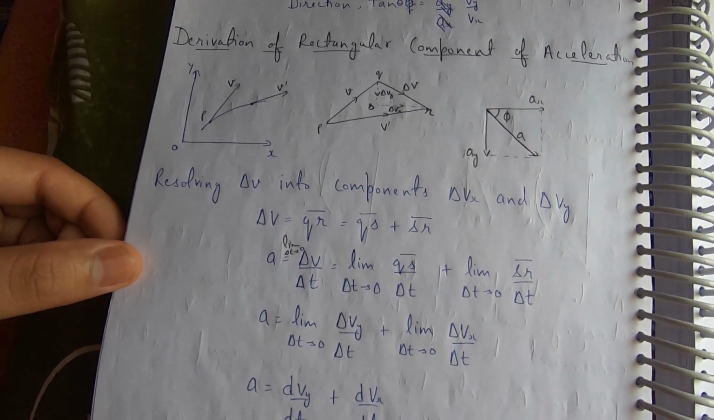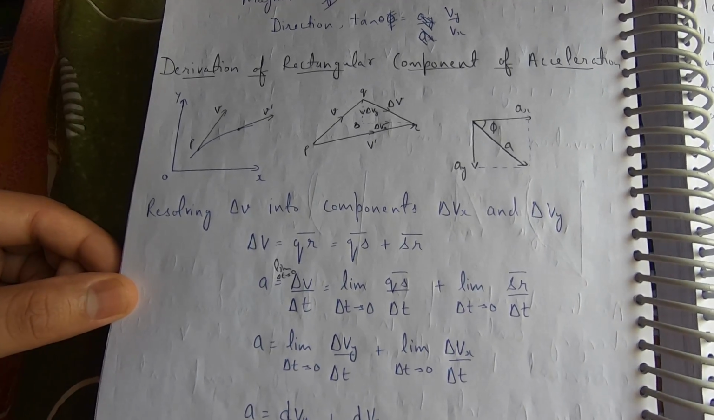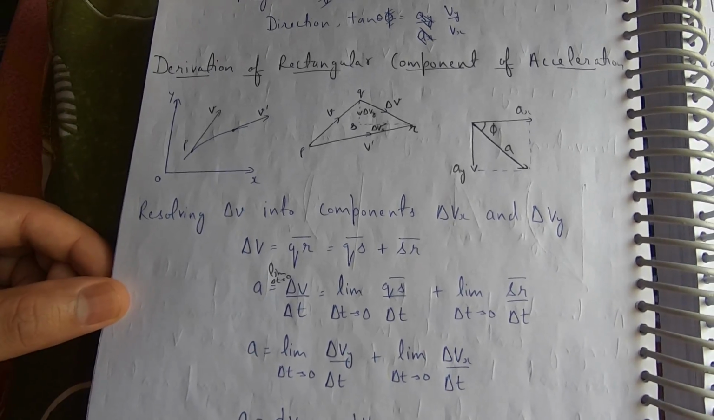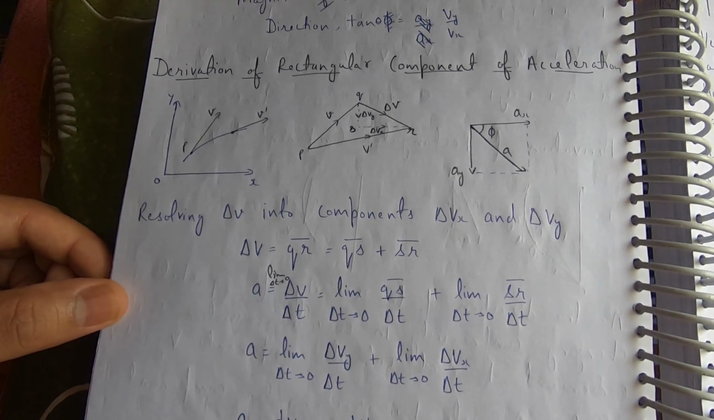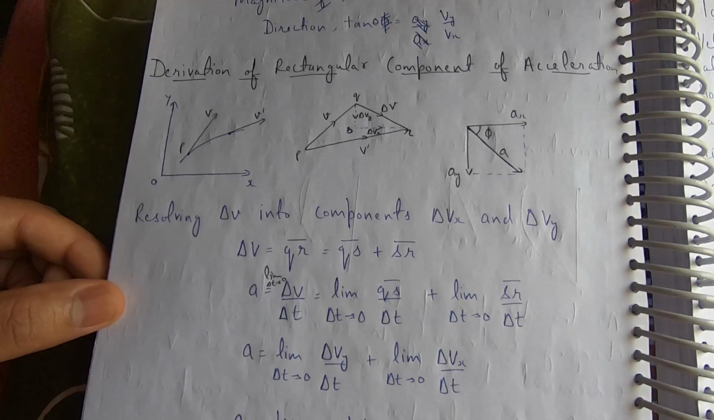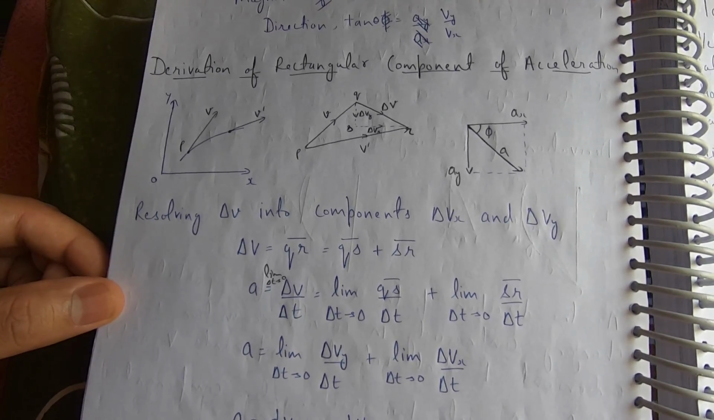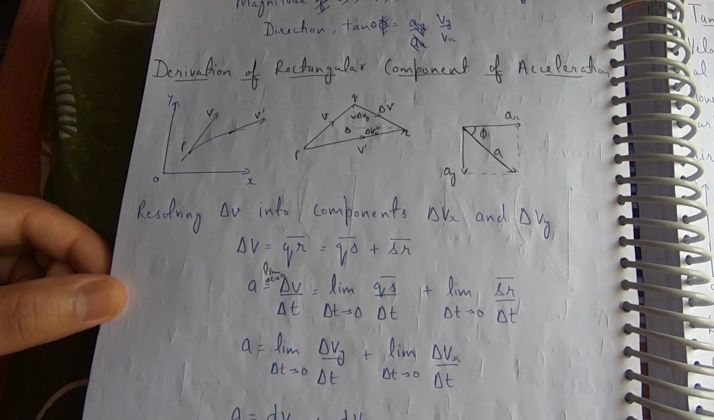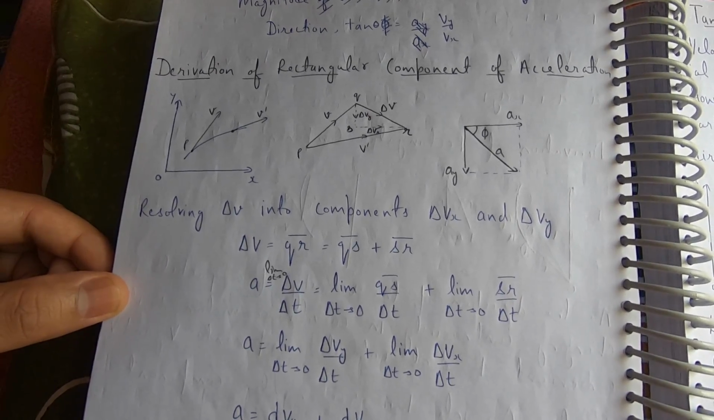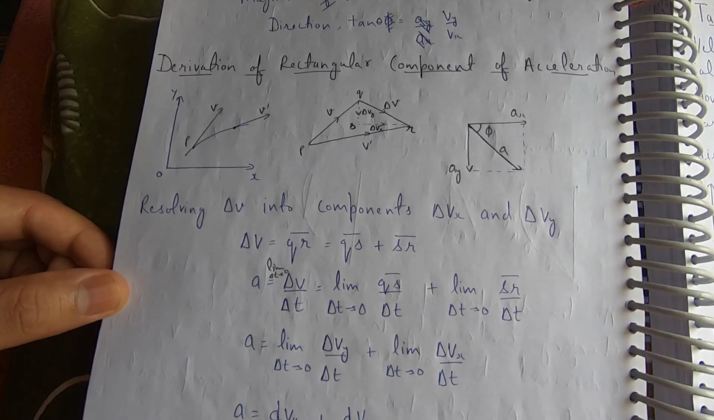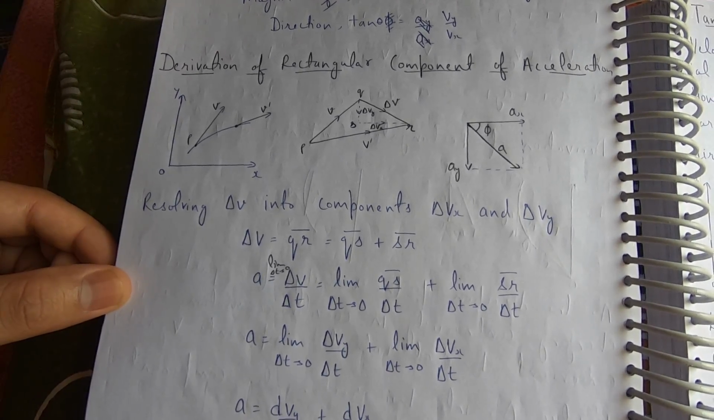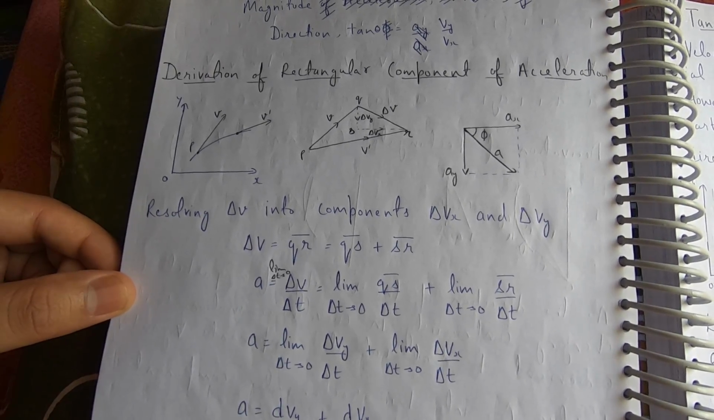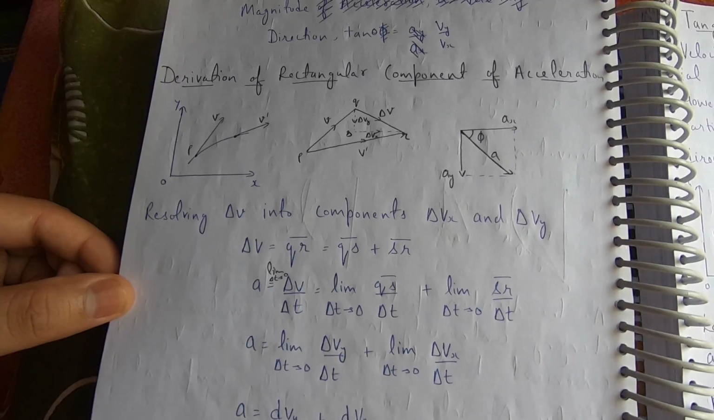Derivation of rectangular components of acceleration: resolving Δv into two components, Δvx and Δvy. Δv is equal to QR bar, which is equal to QS bar plus SR bar. A is equal to limit Δt tends to 0 Δv by Δt, which is equal to limit Δt tends to 0 QS bar by Δt plus limit Δt tends to 0 SR bar by Δt. A is equal to limit Δt tends to 0 Δvy by Δt plus limit Δt tends to 0 Δvx by Δt.